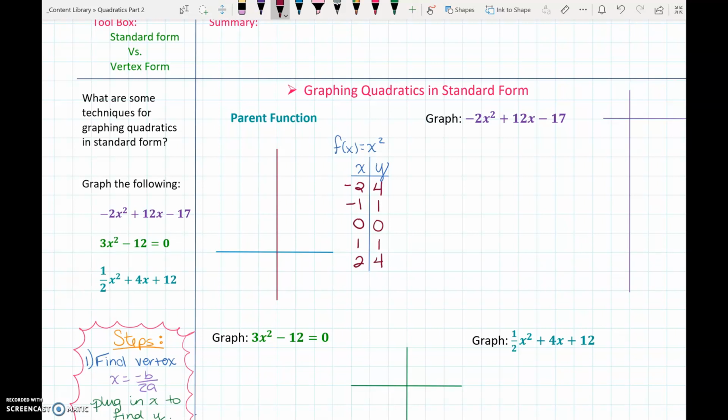All right. Now that I have some points, I'm going to go ahead and graph my function. So -2, 4, -1, 1, 0, 0, 1, 1, and 2, 4. All right. And I'm going to attempt, because I know that this is a quadratic, which means it's a parabola, I'm going to really try and make this look like a U and not a V. Close enough.